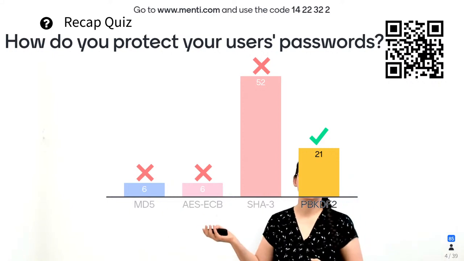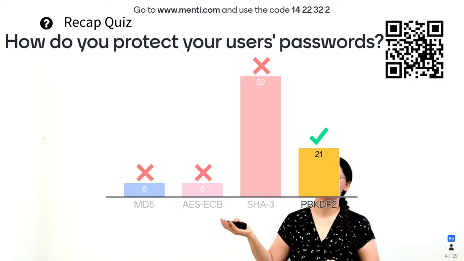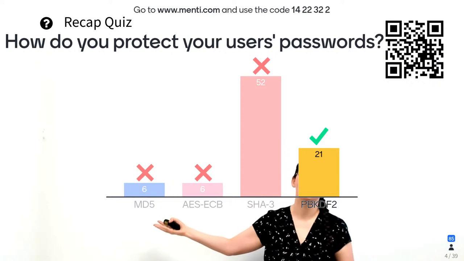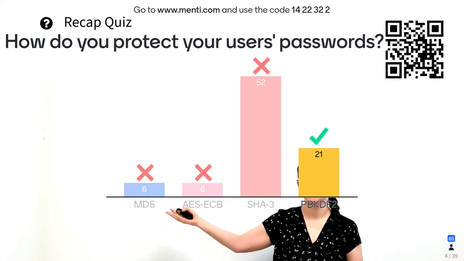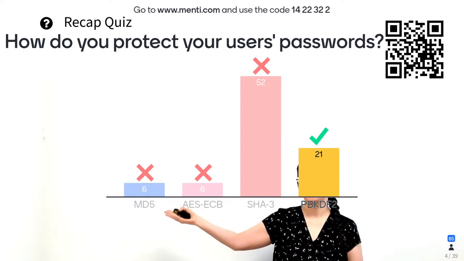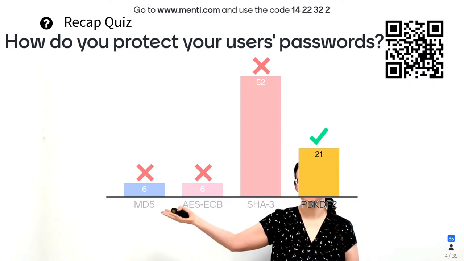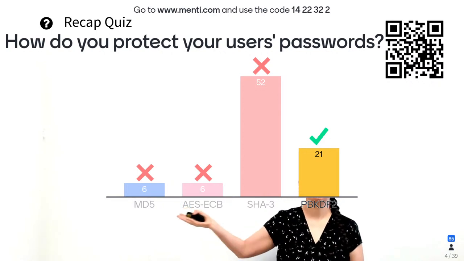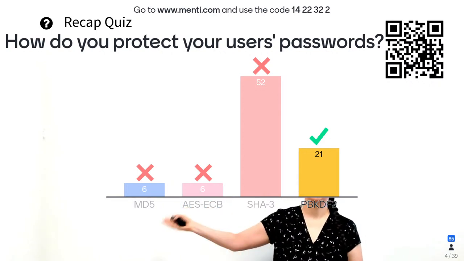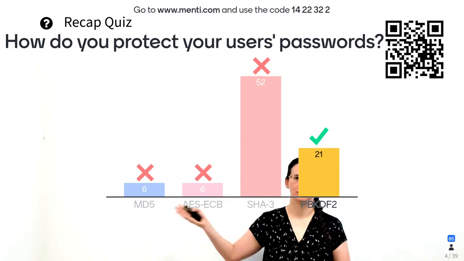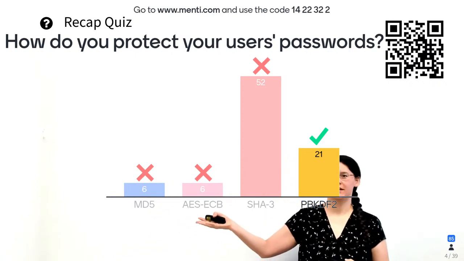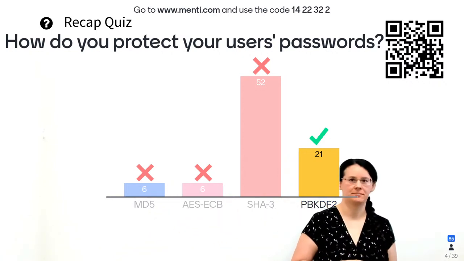And these two unfortunately got not too many votes. So MD5 is unfortunately often still accidentally used for password hashing. It is a hash function, but it has been known to be insecure for 15 years or so, and was never well suited for passwords to begin with. And AES-CBC is an encryption scheme, which we encountered earlier.